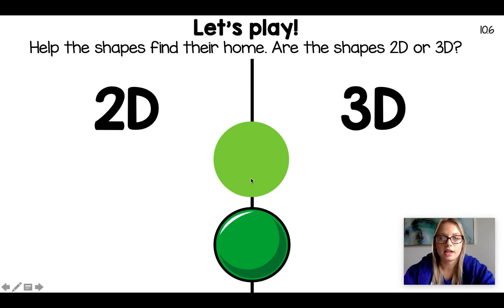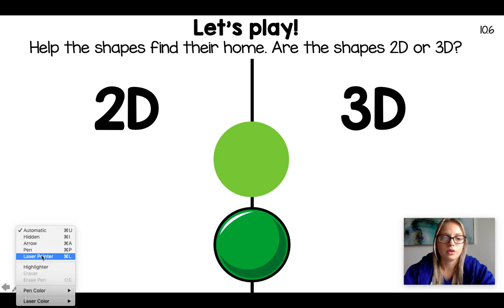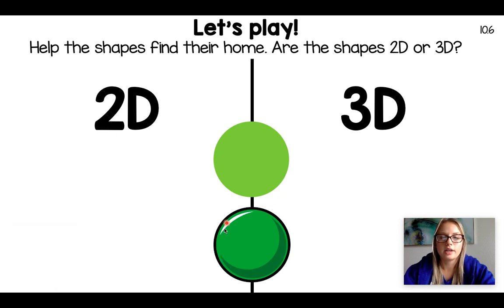So here's the line right here, and you have two shapes. You have this shape here, which is a circle, and you have this shape here, which is a sphere. Now tell me, does it go on the side that's 2D or does it go on the side that's 3D? Help them find their homes. Where do you think they go? And they might not go to the same place. Let's see.